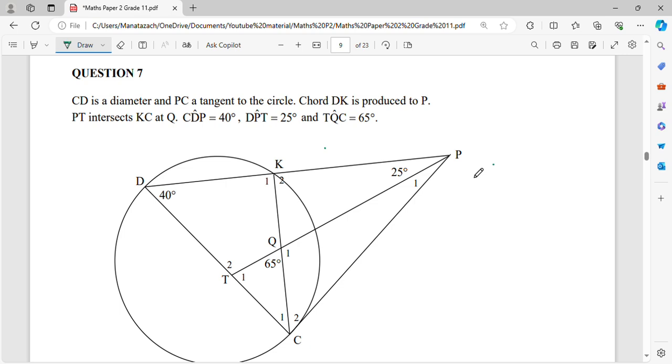Today we'll be doing a Euclidean geometry for grade 11 exam question. So let's get on with it.